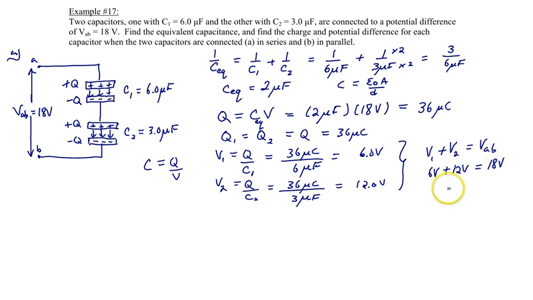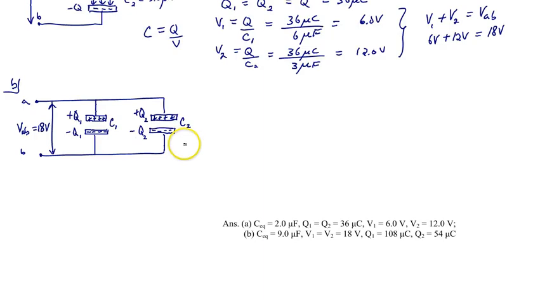And so now we're on to part B, where we would like to determine the equivalent capacitance and the charge and voltage across two capacitors that are in parallel. So let's go ahead and draw another schematic diagram for this configuration. So now we're looking at two capacitors that are connected in parallel.